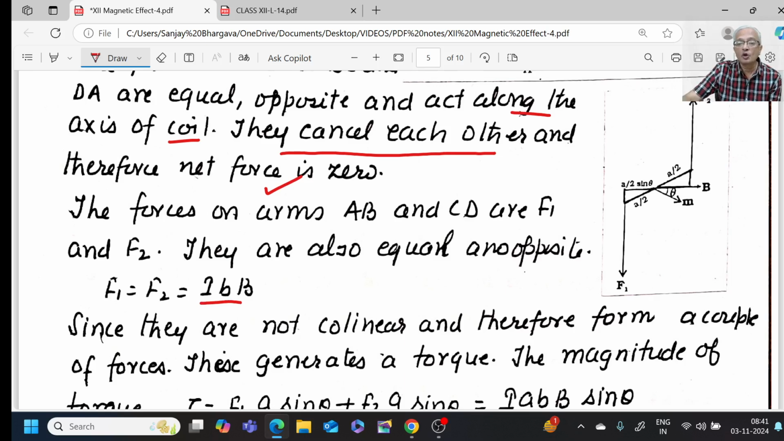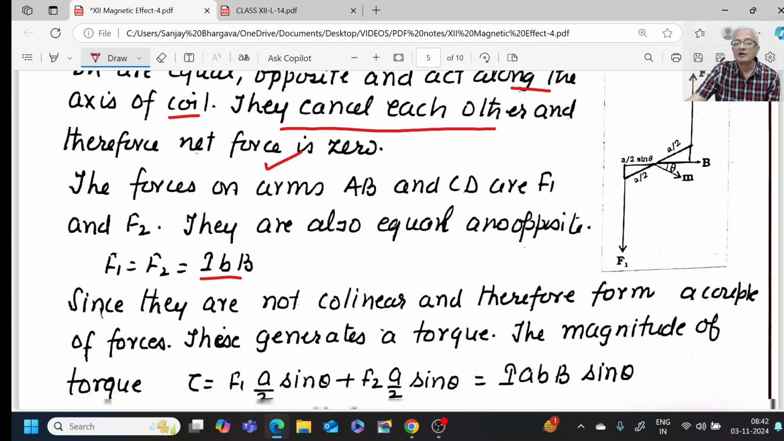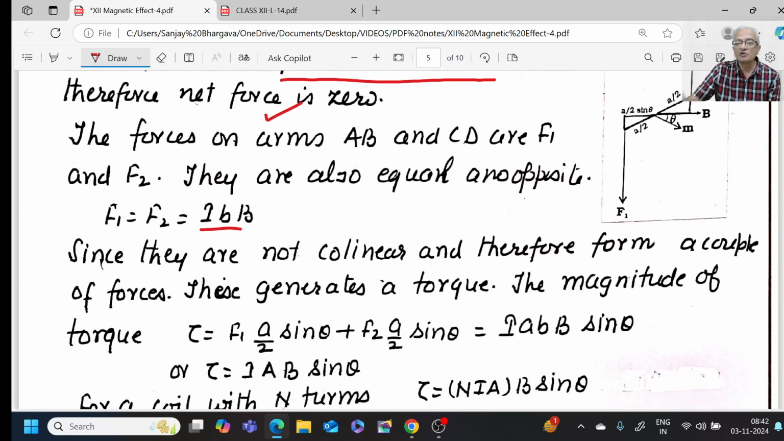Since they are not collinear, they form a couple. This generates a torque. This is what we said in the earlier part, case 1 also. But here the distance between the two directions of forces is equal to a sine theta. Correct? So that is the change. The magnitude of the torque is now calculated as force into perpendicular distance plus force into perpendicular distance, that is, I a b B sine theta. And the torque would now be given by IAB sine theta.